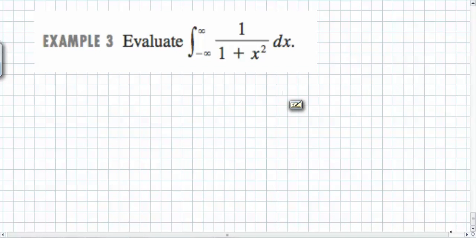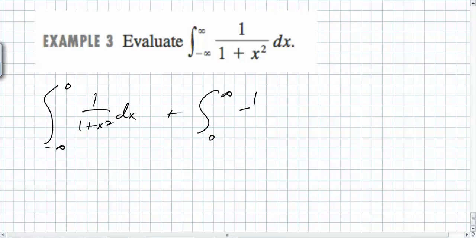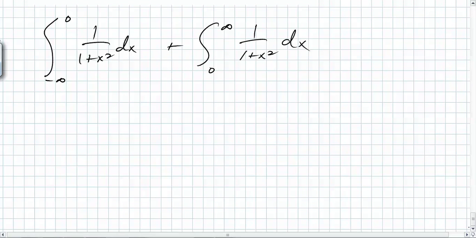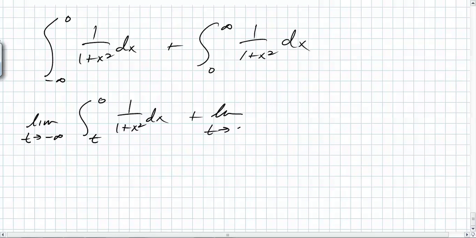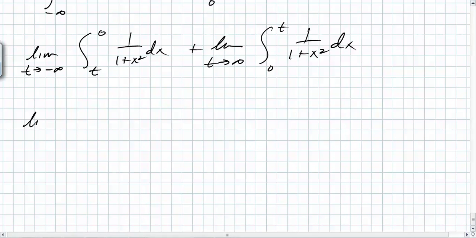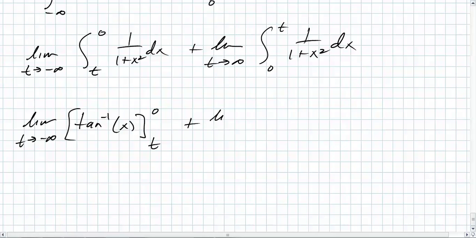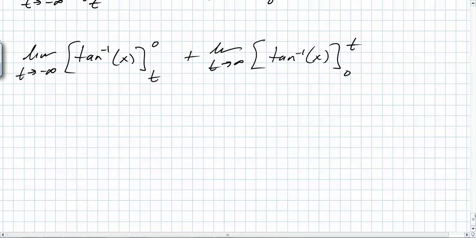Where do you want to break it across? Does it matter? 0, right? So you're looking at doing negative infinity to 0 of 1 over 1 plus x squared dx, and you're doing 0 to infinity of 1 over 1 plus x squared dx. And we know that's going to turn into the limit as t goes to negative infinity of the integral from t to 0 of 1 over 1 plus x squared dx plus the limit as t goes to infinity of the integral from 0 to t of 1 over 1 plus x squared dx. But what is it going to be for each of these? It's the limit as t goes to negative infinity of tan inverse of x from t to 0, and this is the limit as t goes to infinity of tan inverse x from 0 to t. Is that correct?